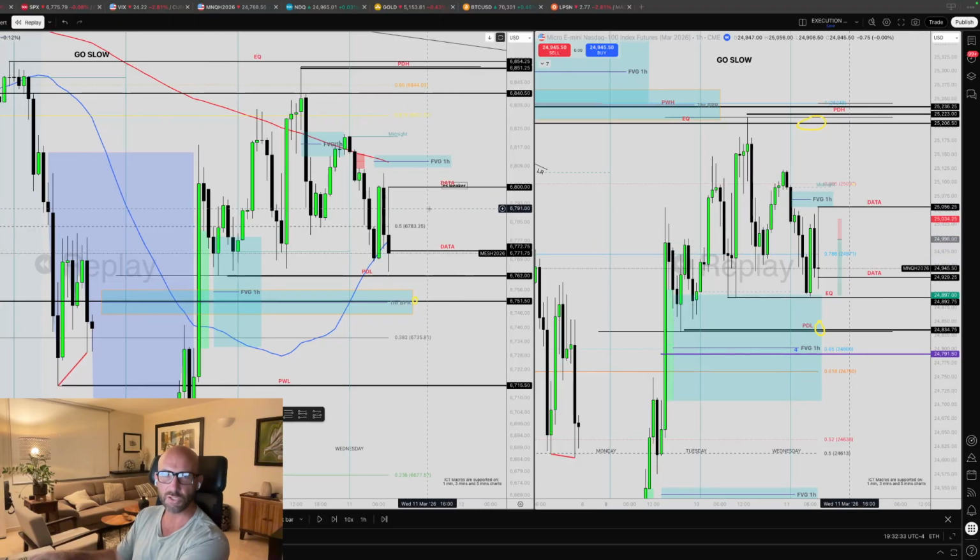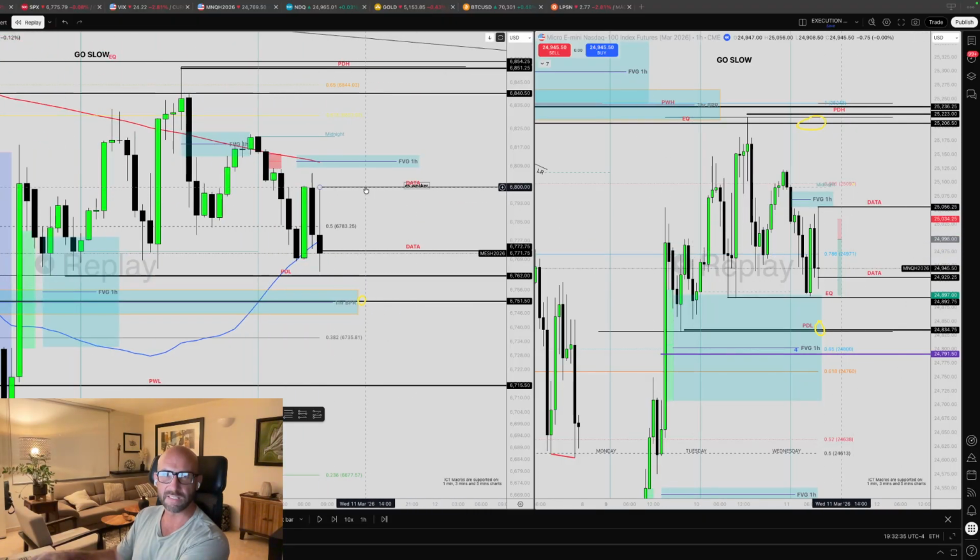As you can see here, we have this data wick from CPI. We didn't get much action off CPI. So ideally on market open, what I was hoping to see is price come up, take data, even better if it wicks into this 1 hour fair value gap, then roll over and take out liquidity below.